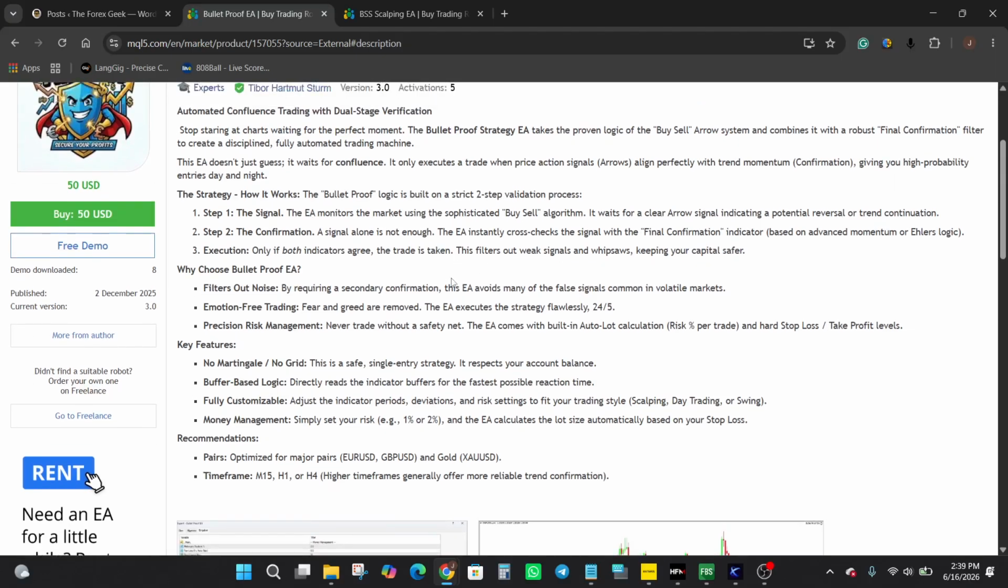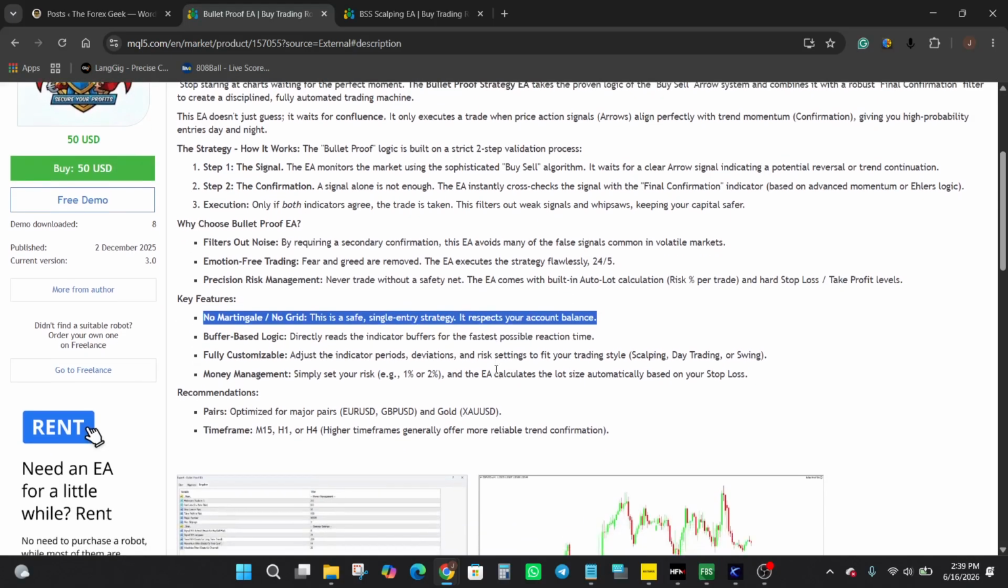Looking at the key features section, one important point is that the developer specifically states that this is not a martingale system and does not use grid trading. So instead, trades are described as single entry positions. Risk management is another major focus. The EA includes automatic lot size calculation based on a user defined percentage risk per trade, along with built-in stop loss and take profit levels.